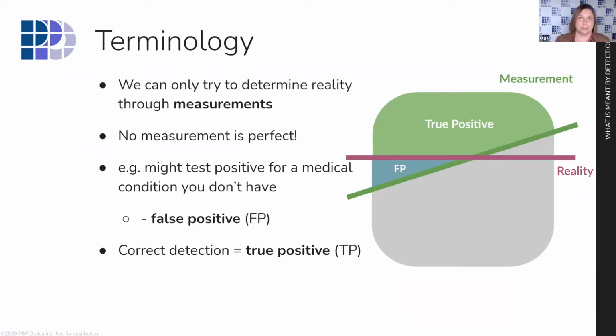What's maybe not sometimes considered is that we can only try to determine reality through measurement. So we actually typically don't know the complete truth about how well our system is performing in inspection, because no measurement is perfect. So somebody might test positive for a medical condition that they actually don't have, or test negative for the same medical condition that they do have. So that really is something to think about, is false positives and true positive rates. And correct detection is really true positive, and that's what typically we can very easily measure and determine.